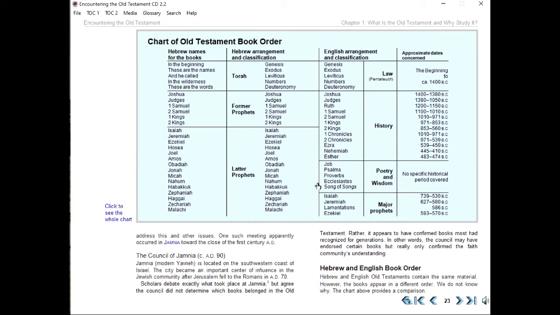The approximate dates concern the beginning to ca. 1400 BC, down below. In the history, starting with the 1400 to 1380 BC down to 483 and 474 BC. Under the poetry and wisdom, no specific historical period covered here. The major prophets, 739 to 530 BC and 593 to 570 BC.